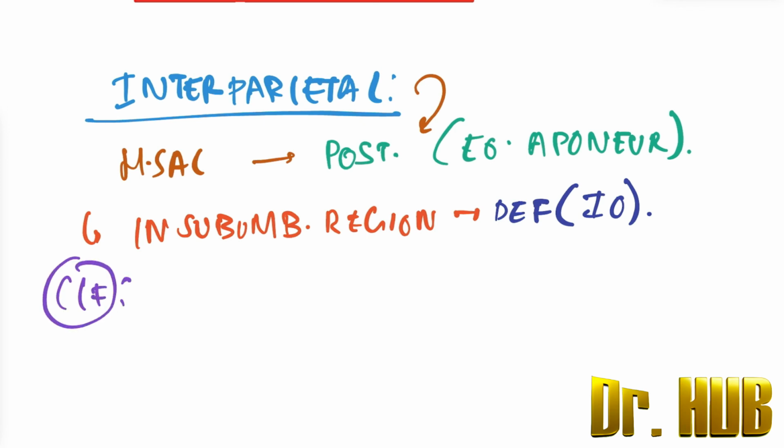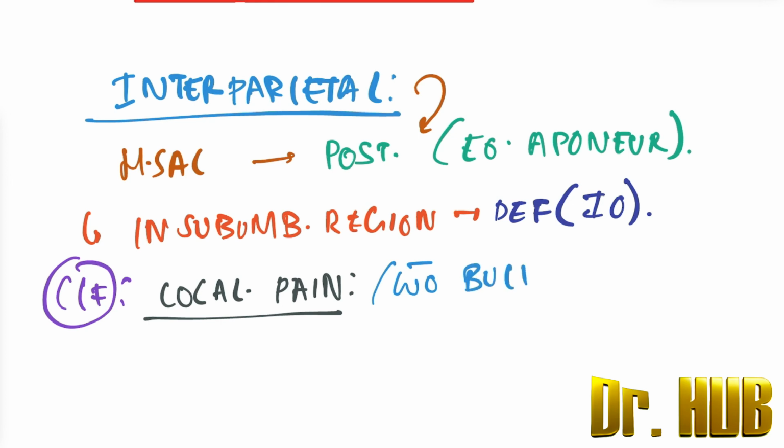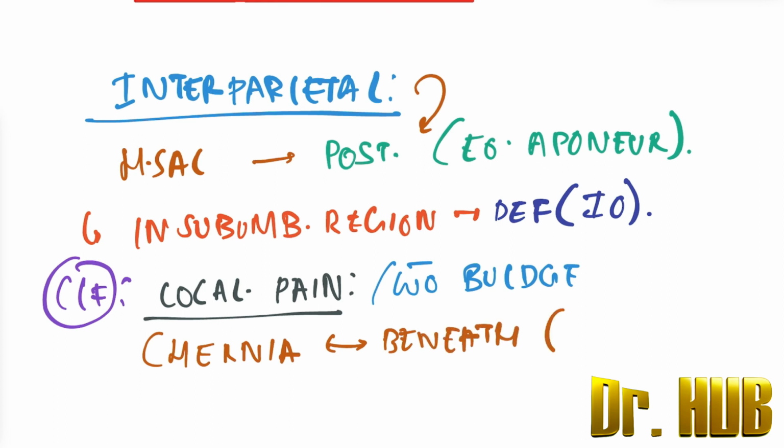So what are the clinical features here? It often presents with localized pain in the area, without a bulge, because the hernia lies beneath the intact external oblique aponeurosis.